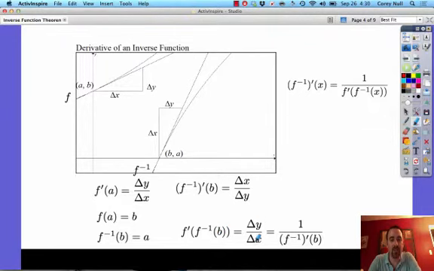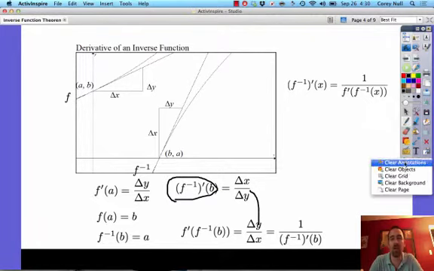Okay, that's equal to delta y over delta x. But notice that delta y over delta x is the reciprocal of this, right? So these two here are reciprocals, which means that delta y over delta x is the reciprocal of this statement right here, or 1 over that statement. So that's kind of the argument.